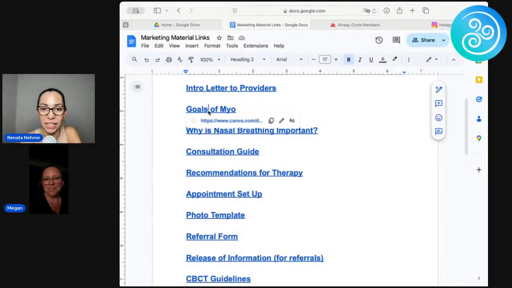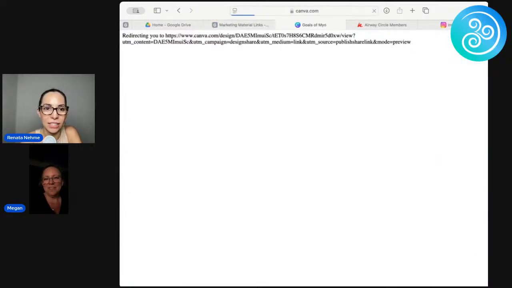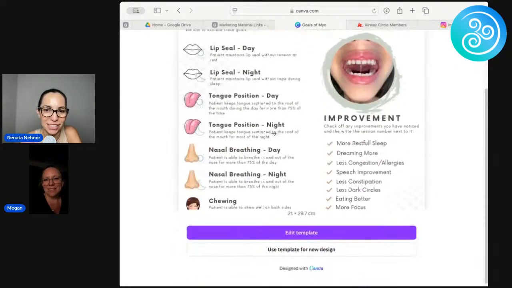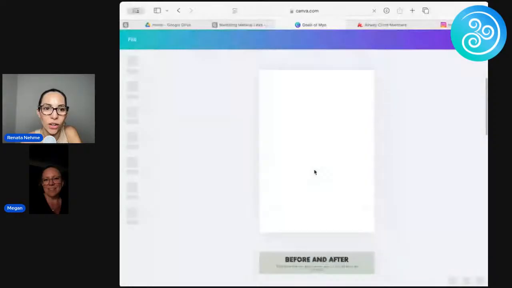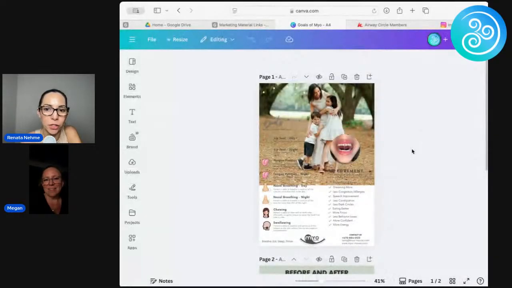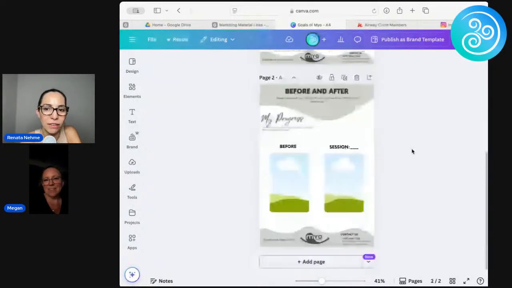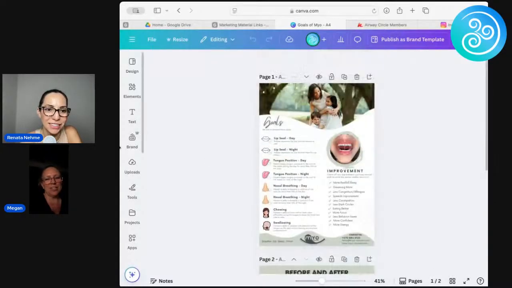So for example, if I click on goals of Myo, it's not going to open up in this screen. Let's see. Oh, it is going to open up. Can you guys still see it? Awesome. Okay. So here's my template. You guys can literally come edit this template and put in your own logo, your own colors, all of your company's information, and use it yourself. I know, right? Isn't that incredible?